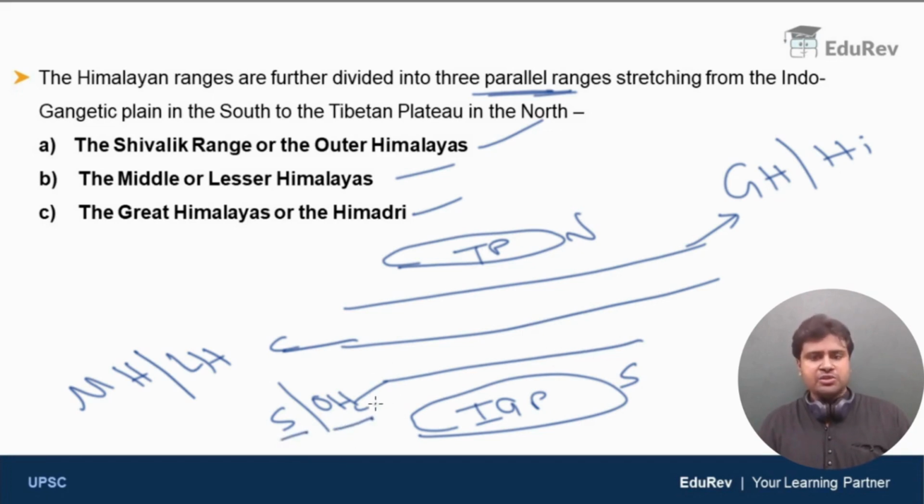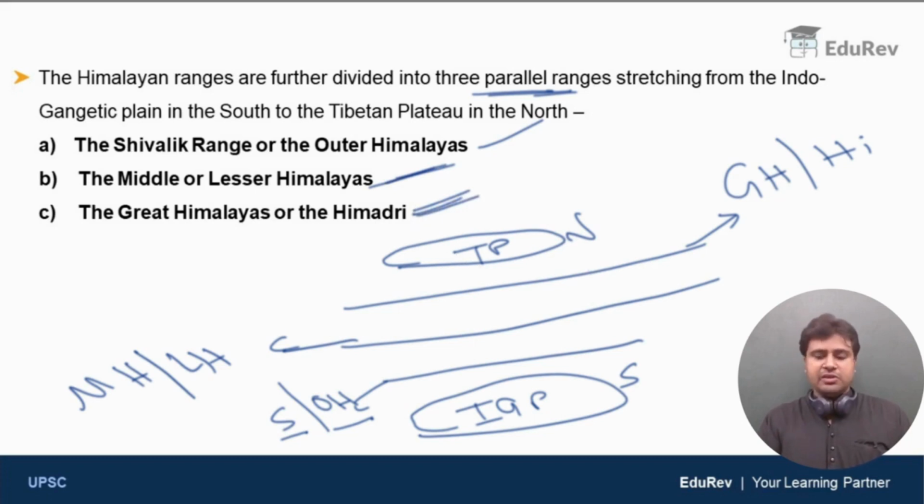We will discuss these in detail, don't worry about that. We are going to discuss the Shivaliks, the Middle Himalayas, and the Great Himalayas in detail. As of now, you just have to understand the division of the Himalayas, and keep in mind that between the Tibetan Plateau in the north and the Indo-Gangetic Plain in the south, you have three parallel ranges of the Himalayas. Starting with the southernmost one, the Shivaliks or the Outer Himalayas. The next one is the Middle Himalayas or the Lesser Himalayas. And the northernmost one is the Great Himalayas or the Himadri.